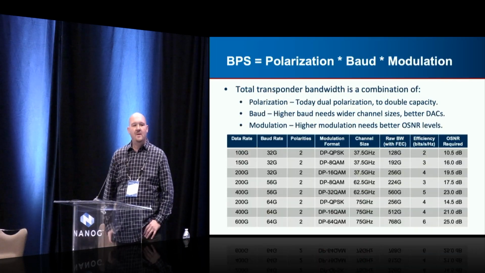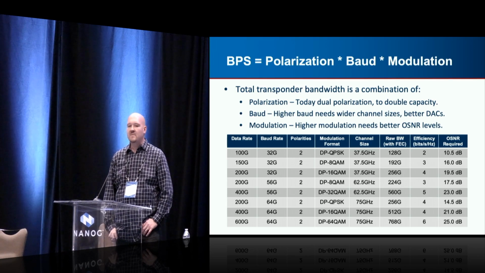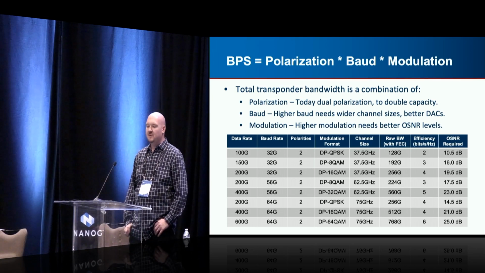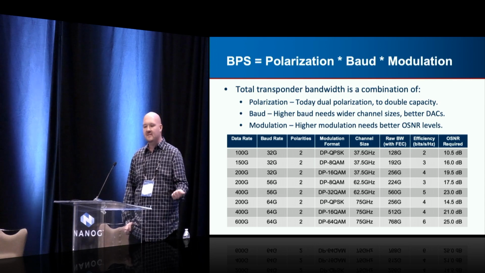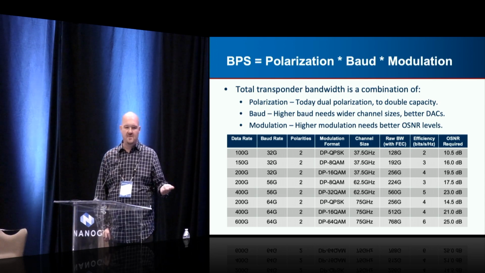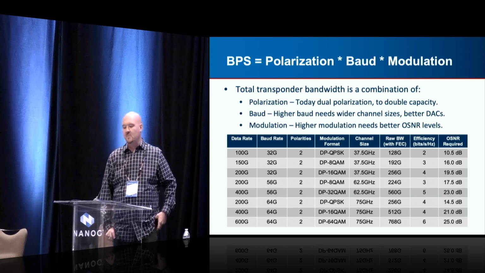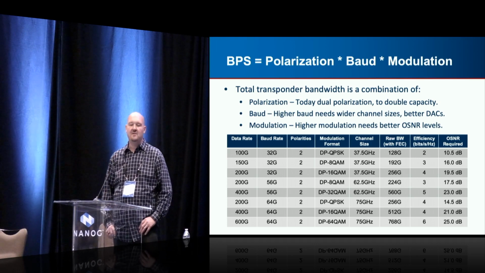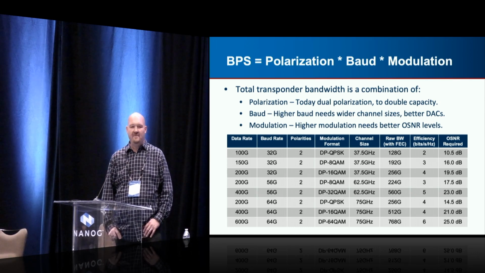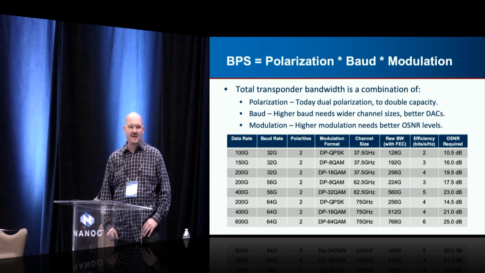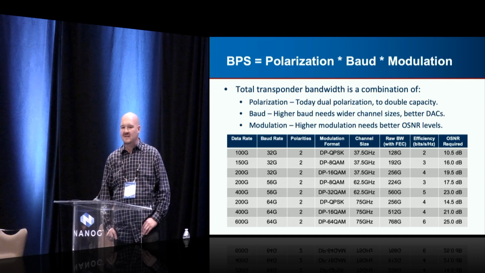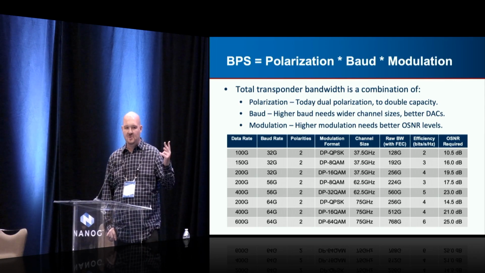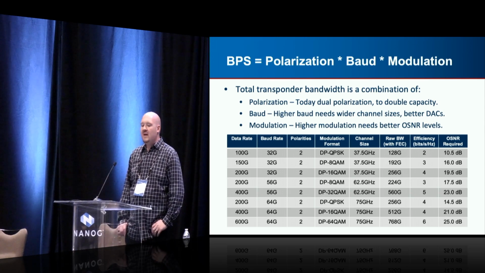So what you end up with is you look at the bit rate being a multiplication of your polarizations, or number of carriers, times your baud rate times your modulation. So today we only have dual polarization. There are other things that we're trying to figure out how to do this on, like orbital angular momentum and things like that. But today we just have polarization, so we get two carriers. We have a baud rate.